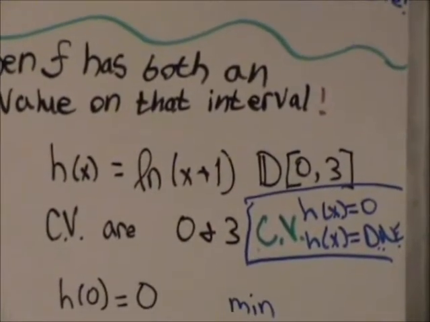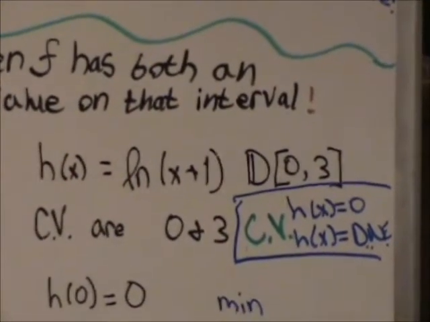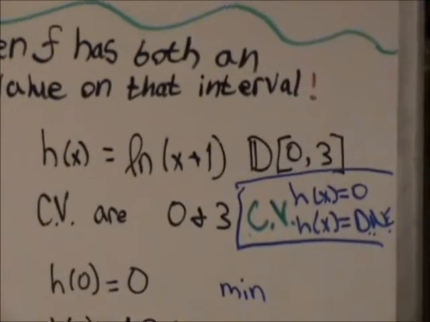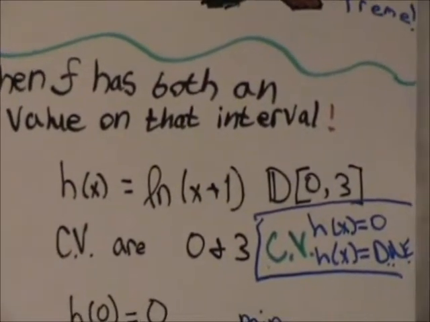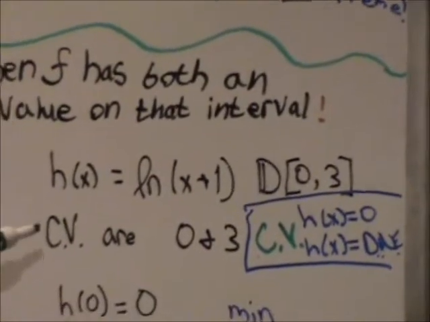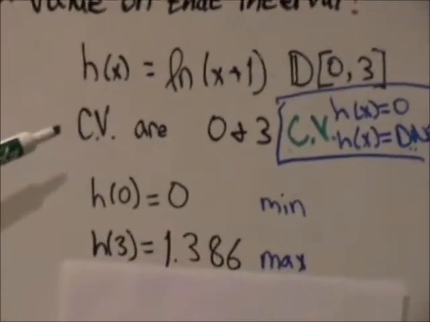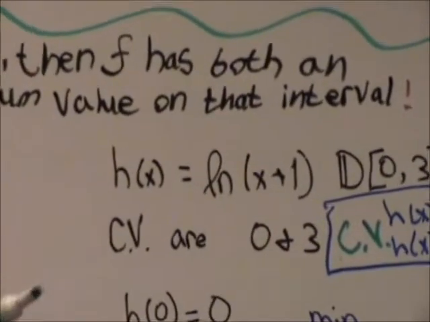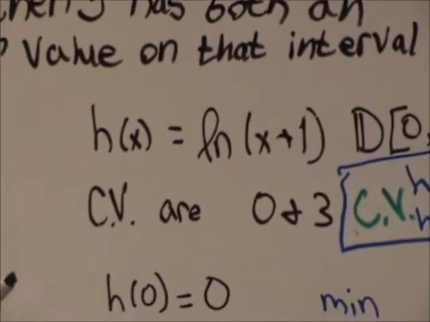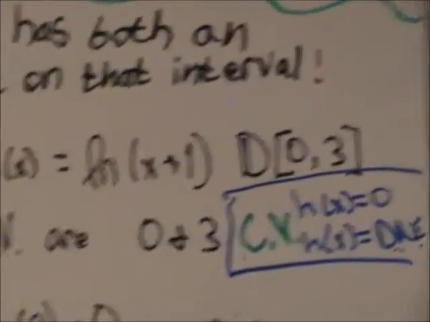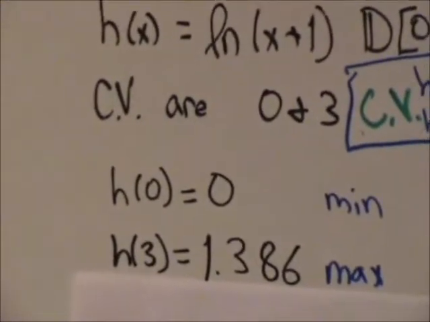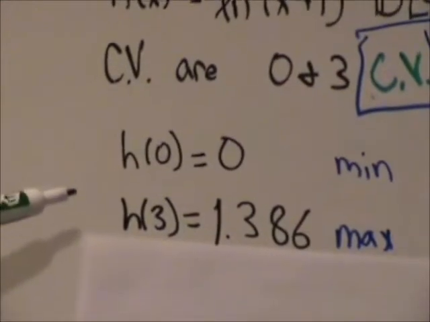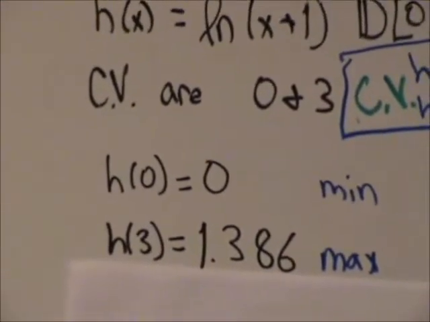So it follows this theorem, and we can use that to know there are maximum and minimum values, and we go on to find that the critical values are 0 and 3 because those are the points where h of x equals 0 or h of x doesn't exist. And we go on to find the minimum and the maximum values of 0 and 1.386.